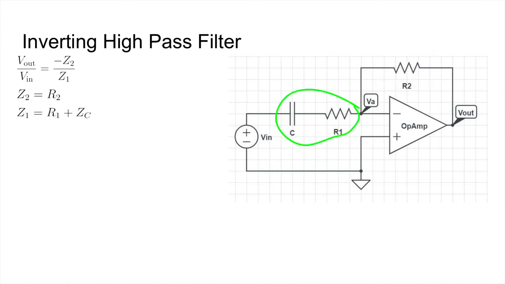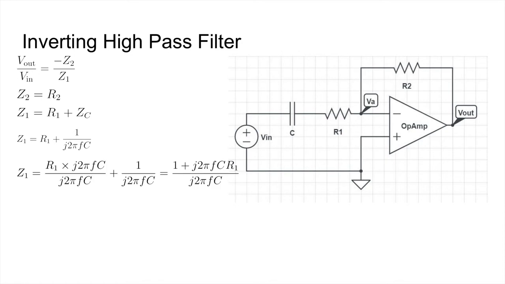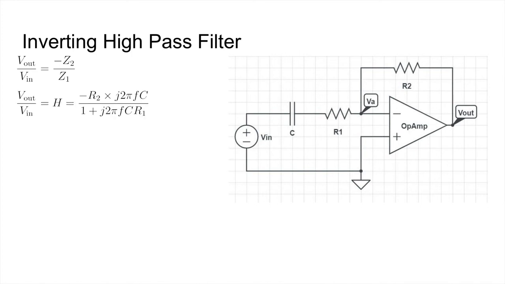The first impedance is a series connection between the first resistor and the capacitor. Again, the capacitor has an impedance of 1 over j2πfC. If we want to combine those two, we're going to have a common denominator. So if we do that, we're going to end up with 1 plus j2πfCR1 over j2πfC. So now we can plug that in for Z2 and Z1, and we will get the following. Vout over Vin is equal to negative R2 times j2πfC divided by 1 plus j2πfCR1.